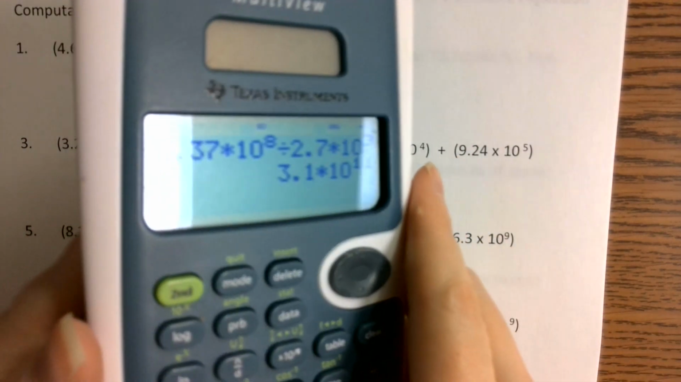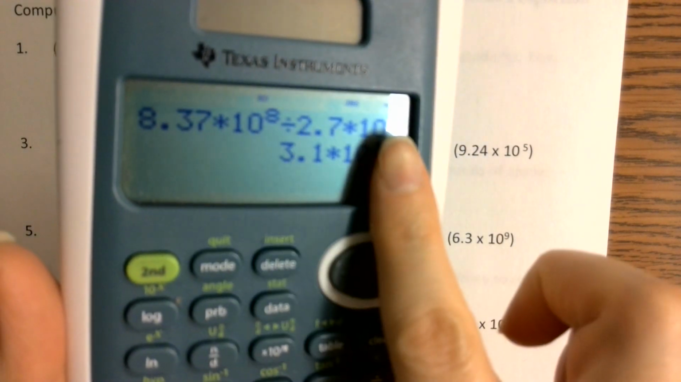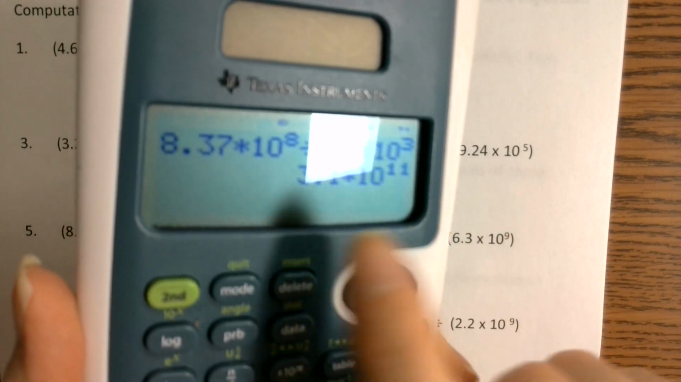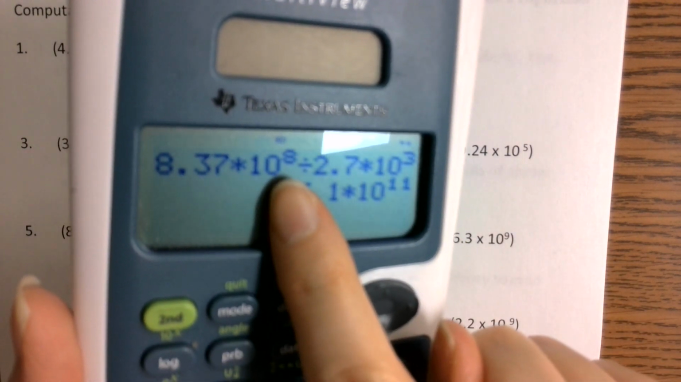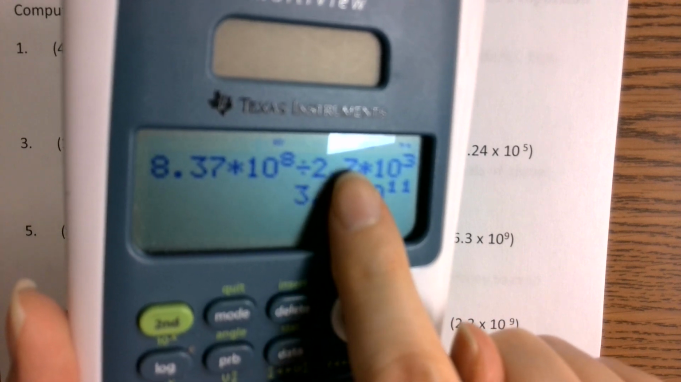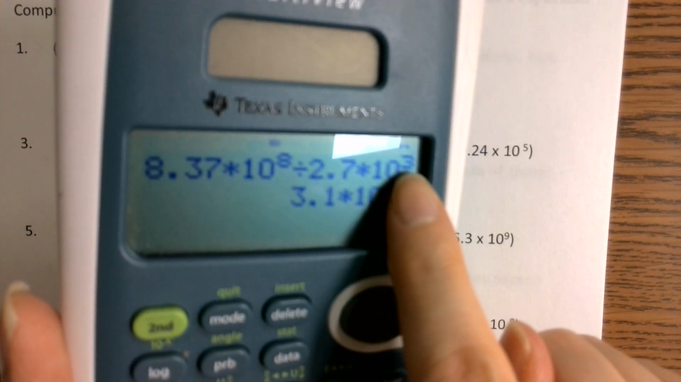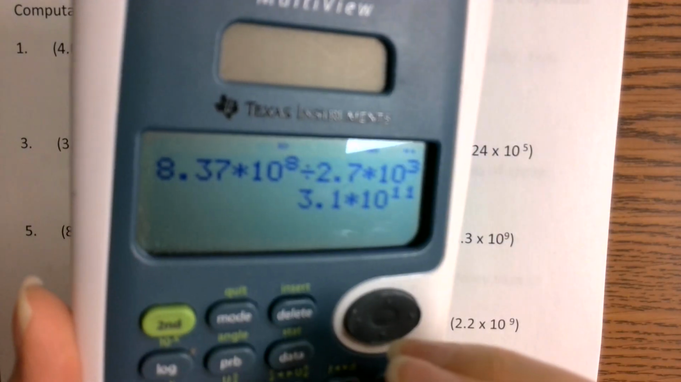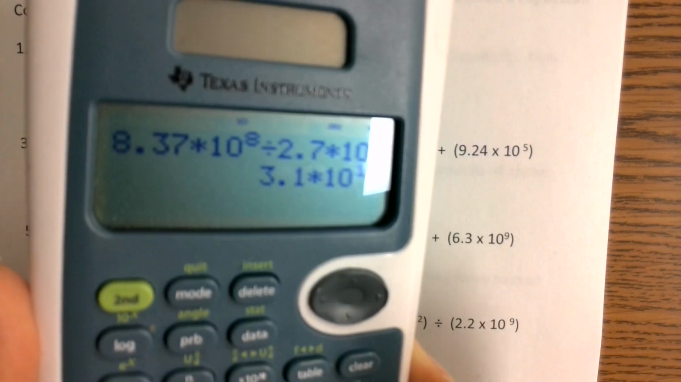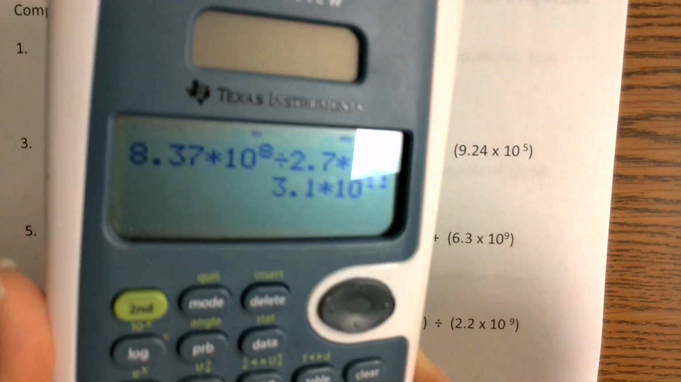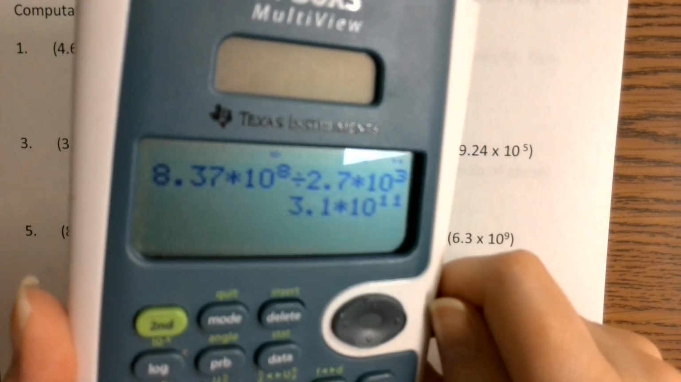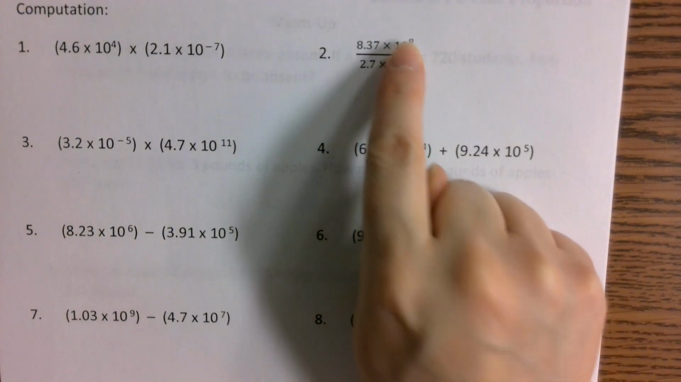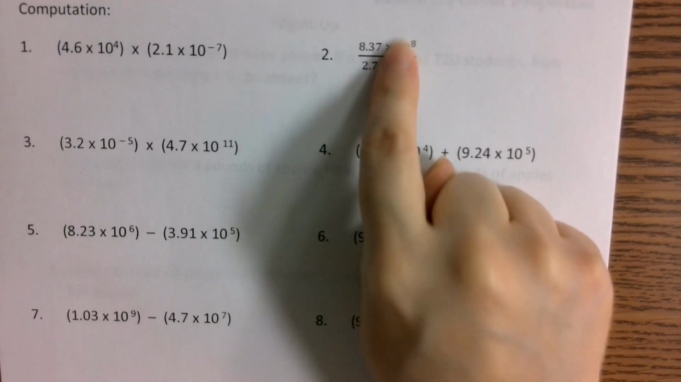Because your calculator, when written like this, follows the order of operations. So it did 8.37 times 10 to the 8th. Then it divided that by 2.7. Then it multiplied by 10 to the 3rd. Instead of multiplying these and then dividing. So there's a problem. You have to make sure that you are following the order of operations correctly, which in this format means you have to do the multiplication here first, multiplication here second, and then division at the end.